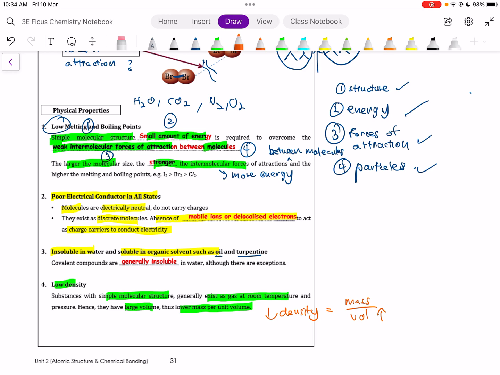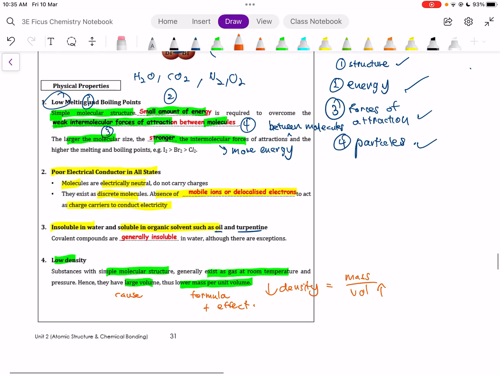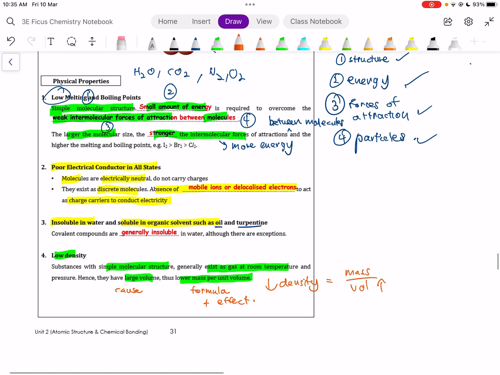So relate to the formula. This is the cause. Then you bring in the formula to explain the effect of this factor. So bring in the cause, which is larger volume because they are gas already, right? Then how it affects in terms of the formula. That means with a bigger volume, you have a lower density, so lower mass per unit volume. The effect is this.